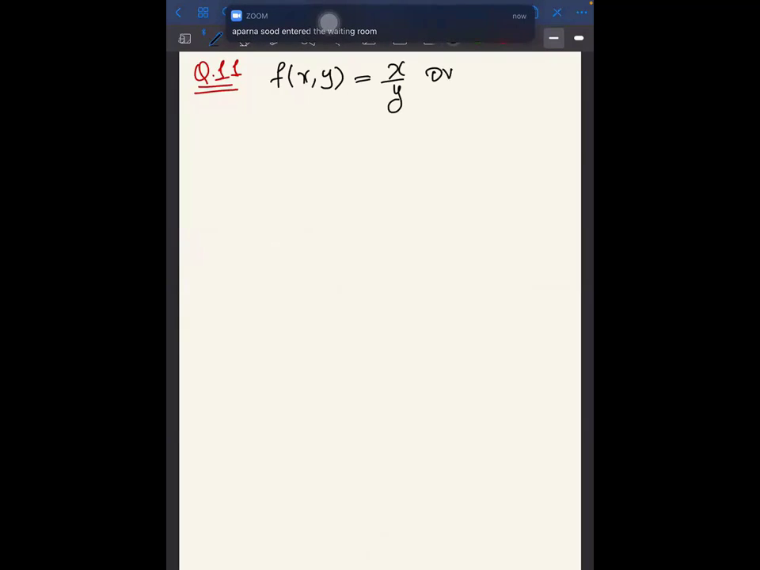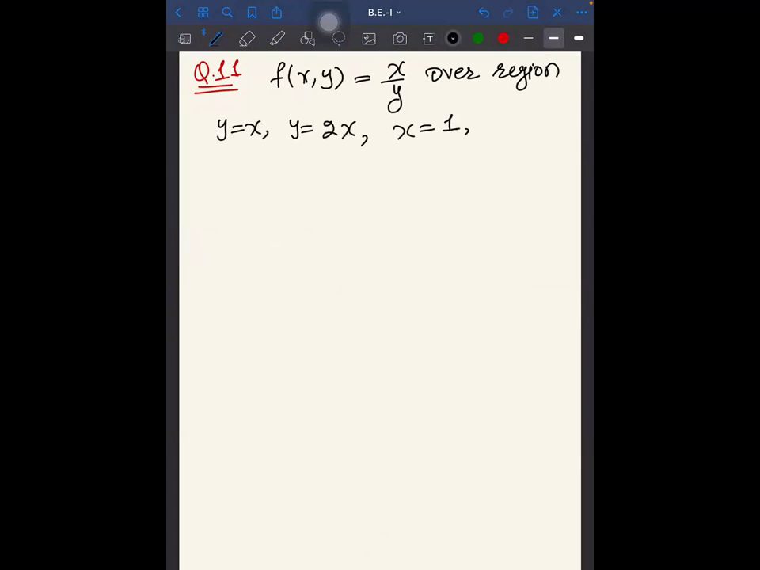So let's do a few more questions. We'll not be able to move to the next part, so of course we'll restrict ourselves to this thing. Okay, so question number 11. And that's what you have, f of xy, which is equal to x by y, and it is defined over region y is equal to x, y is equal to 2x, x is equal to 1, and x is equal to 2. And of course, it is in the first quadrant only.